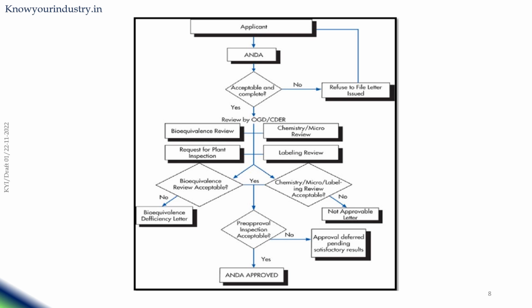or the Center for Drug Evaluation and Research. They have different departments like bioequivalence, plant inspection, then chemistry review, labeling review. All the teams review this ANDA accordingly. Then it further goes, if the bioequivalence review is acceptable, then it will go for the inspection.